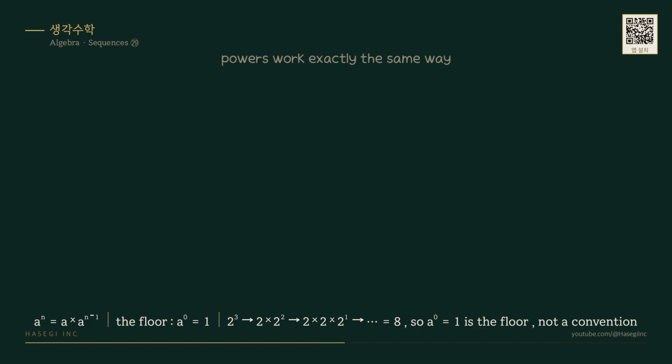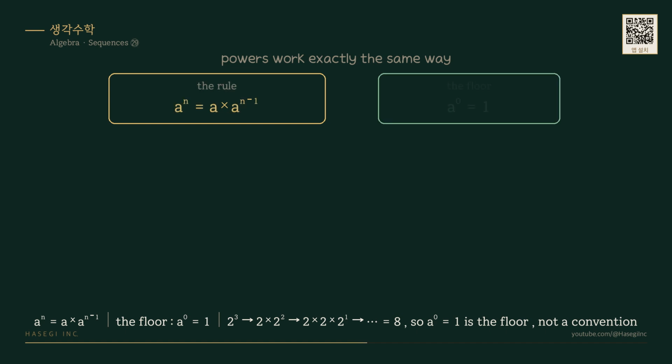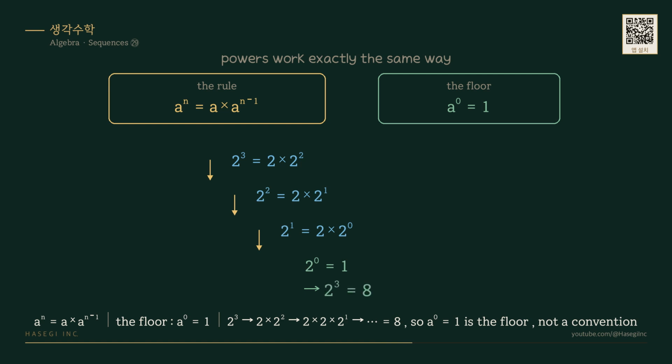Powers work exactly the same way. A to the n is a times a to the n minus 1. The floor is a to the 0 equals 1. So 2 cubed is 2 times 2 squared, then 2 times 2 times 2 to the 1, and finally the floor giving 8. Here is the interesting part. A to the 0 being 1 is not an arbitrary convention. The definition only stands if the floor is 1.